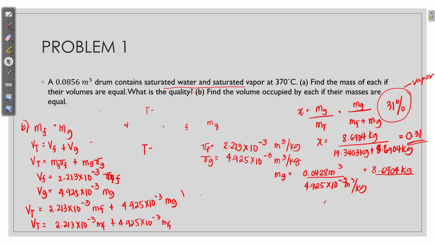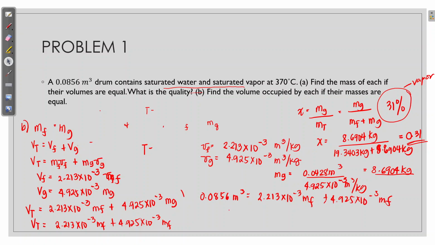Pwede na natin, meron tayong VT. Ang VT natin is 0.0856 meter cube is equals to 2.213 times 10 raised to negative 3 mf plus 4.925 times 10 raised to negative 3 mf.